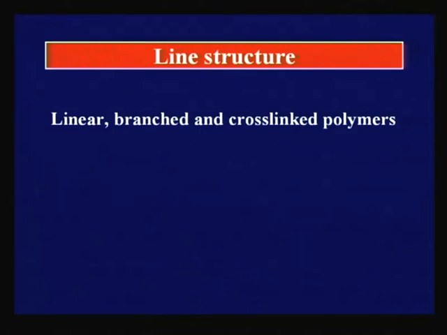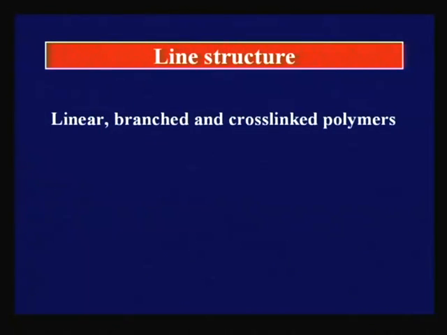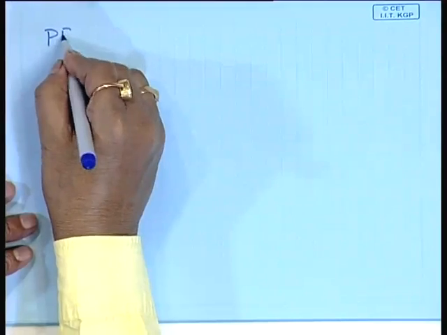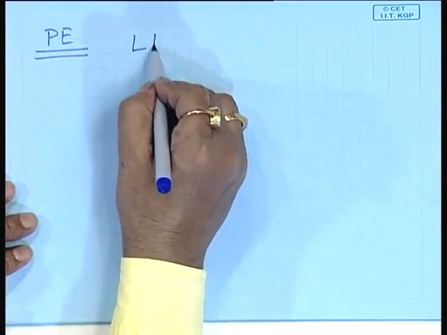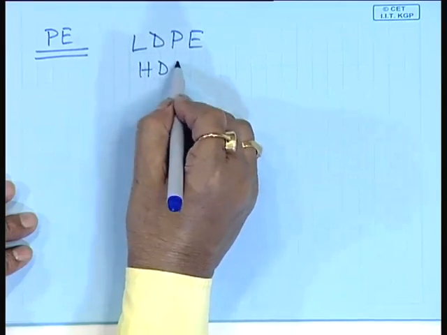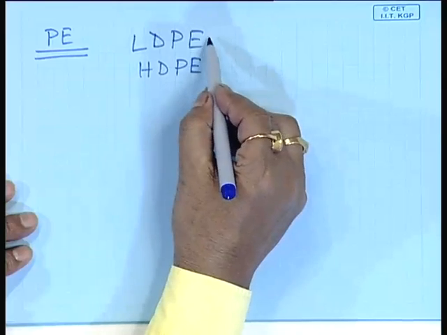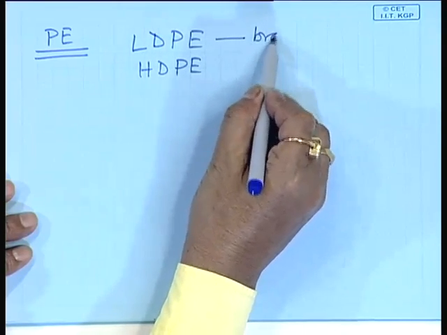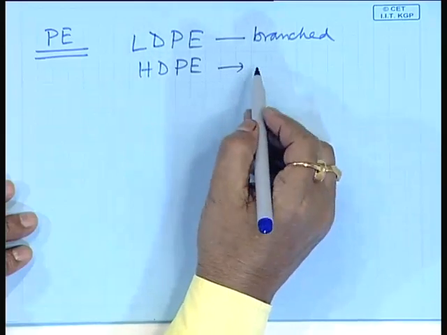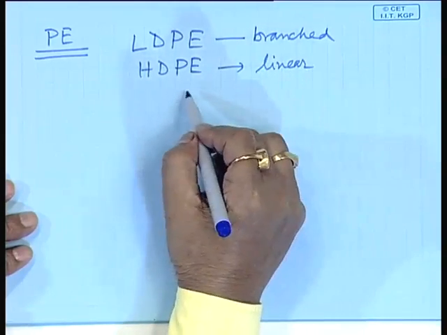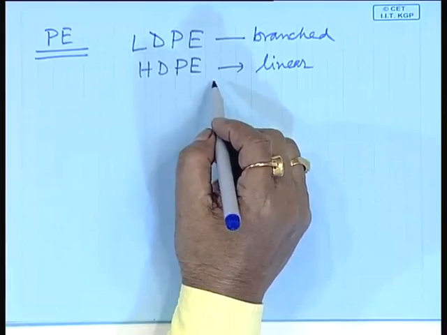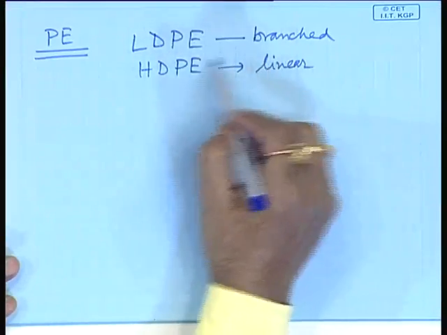Then classification on the basis of line structure. The polymer can be of linear structure, branched structure, and cross-linked polymers. I have already explained the classes of polymers: linear polymer, branched polymer, and cross-linked polymers. For example, polyethylene. I told you LDPE and HDPE, two grades, low density and high density. LDPE is a branched polymer, HDPE is a linear polymer. There may be very short branches, but in general we can say that LDPE is branched.